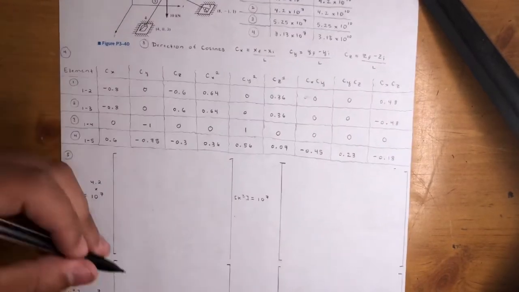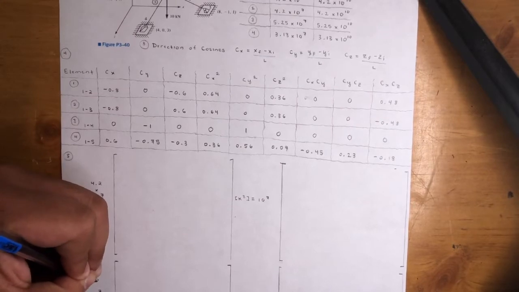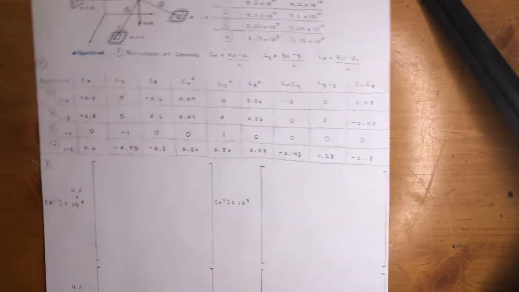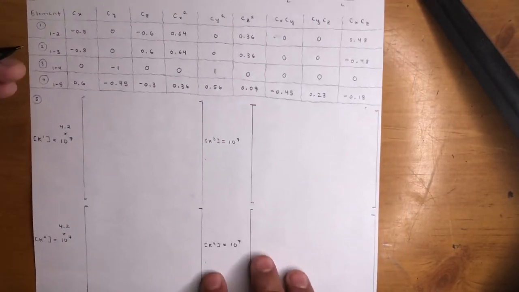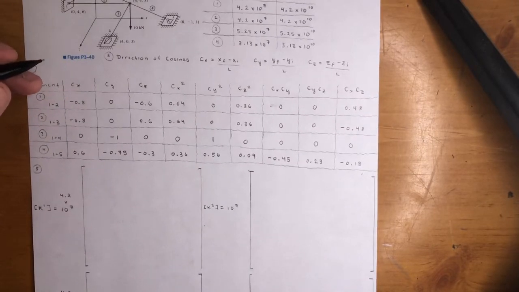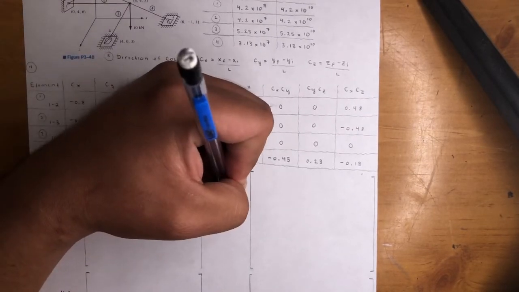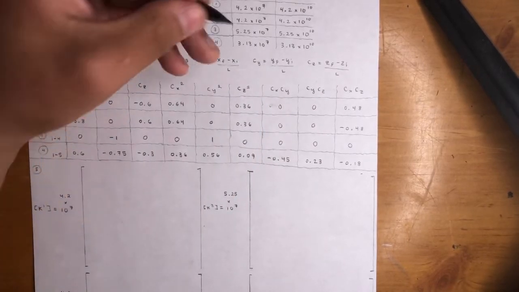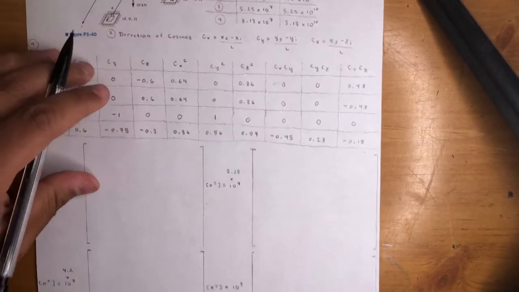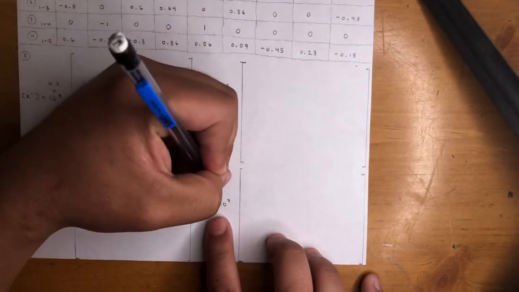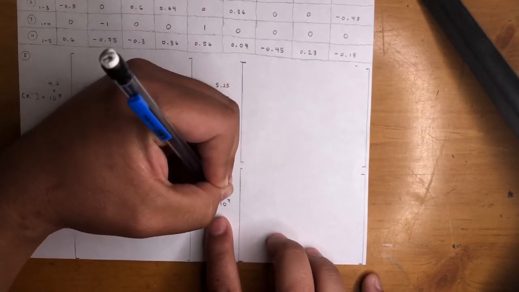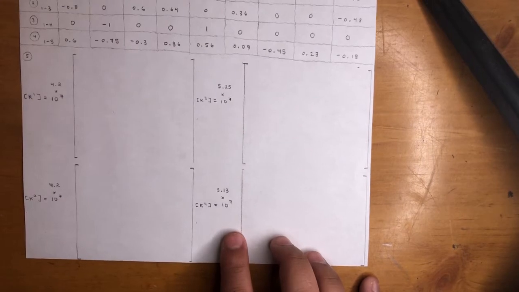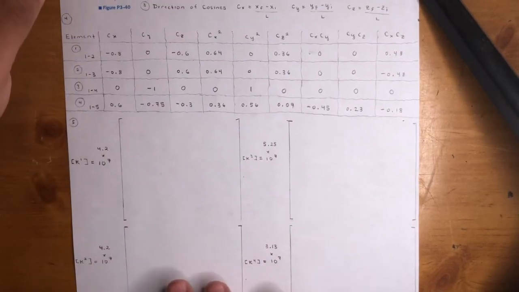K2 is going to be 4.2 as well, times 10 to the 7. Okay. K3 is going to be 5.25 times 10 to the 7. And finally, 3.13 for element 4. It's going to be here. 3.13 times 10 to the 7. Okay. Now, let's go ahead and do that.